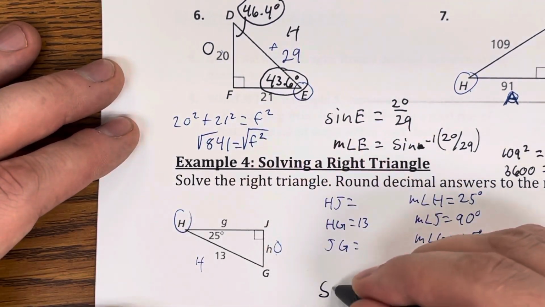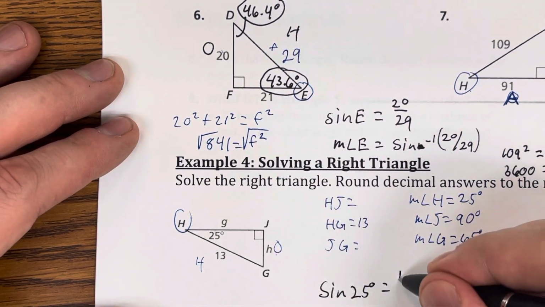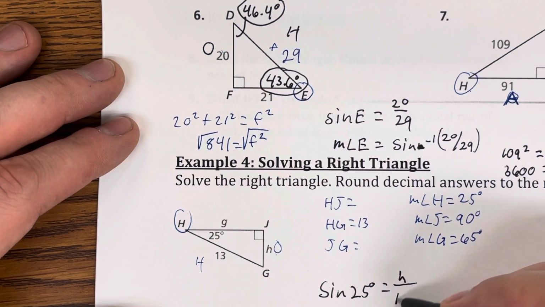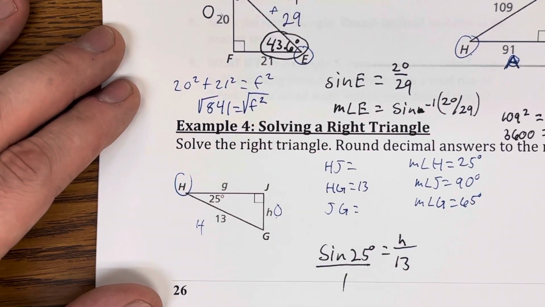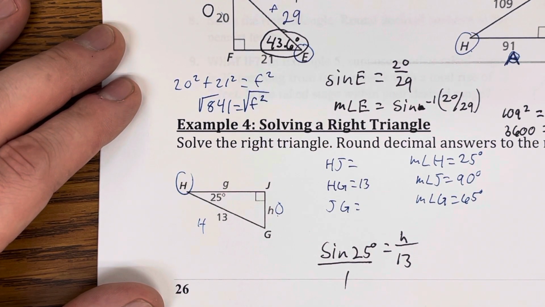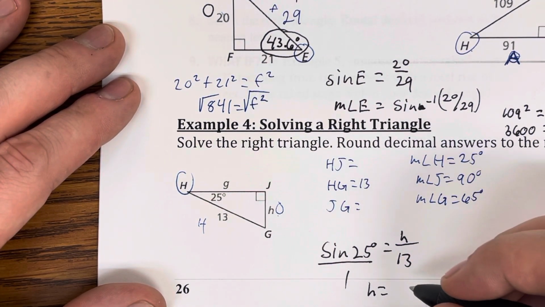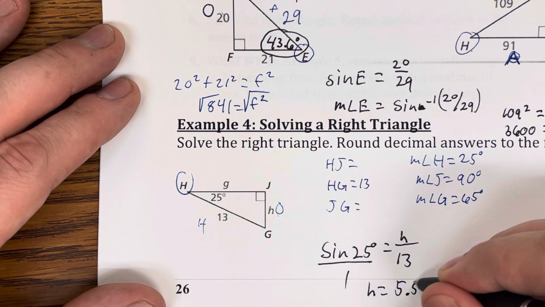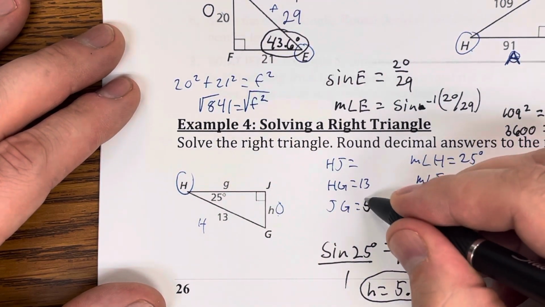So the sine of 25 equals, opposite is little h over the hypotenuse 13. Put it over 1 and we will cross multiply to solve. And we get 13 times the sine of 25. So h is equal to 5.5. So h was JG, so that's 5.5.